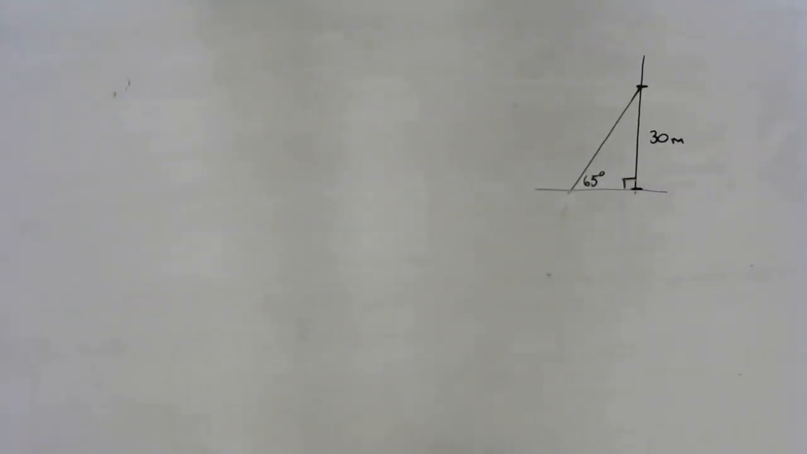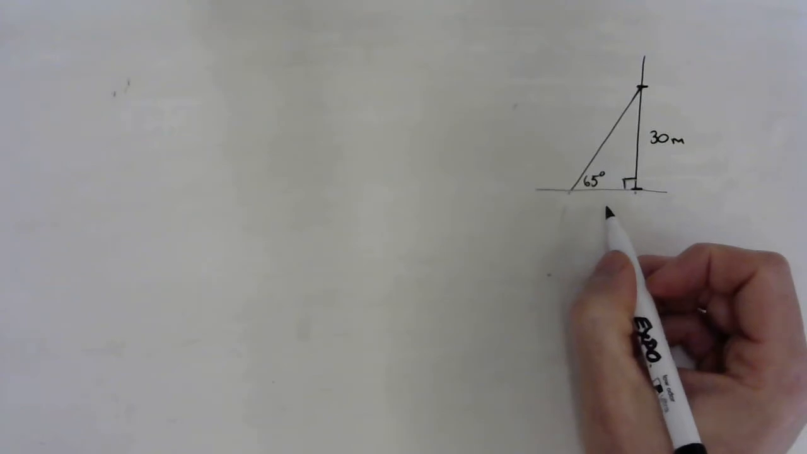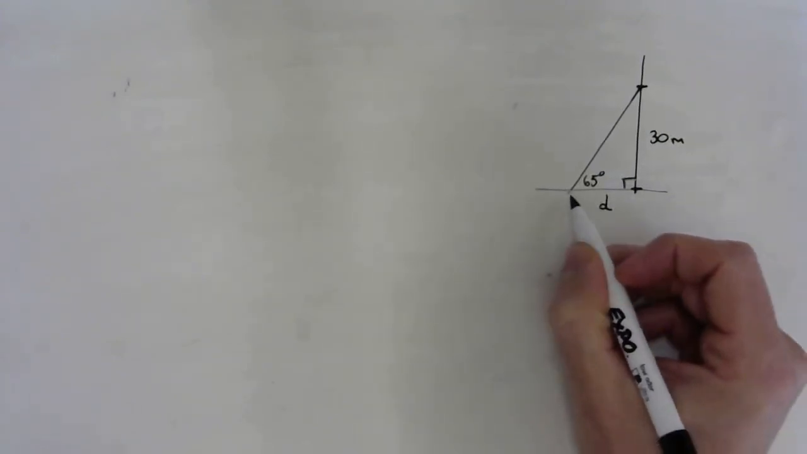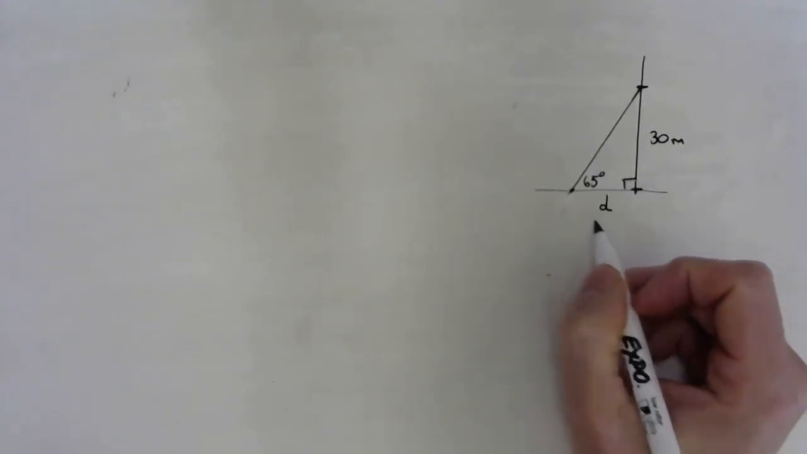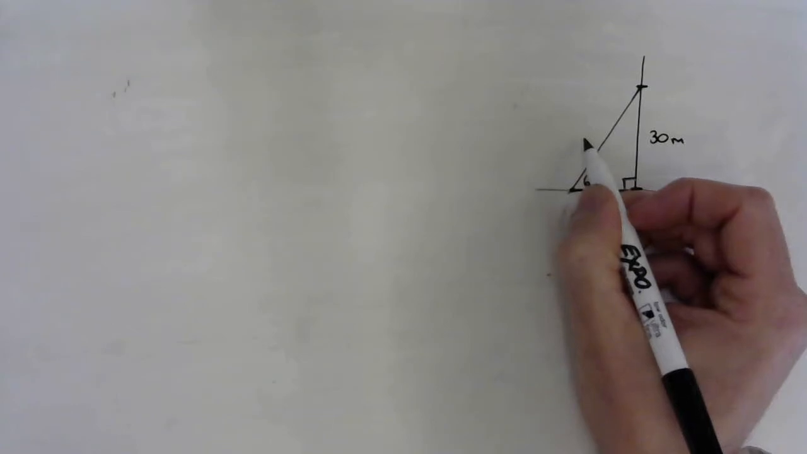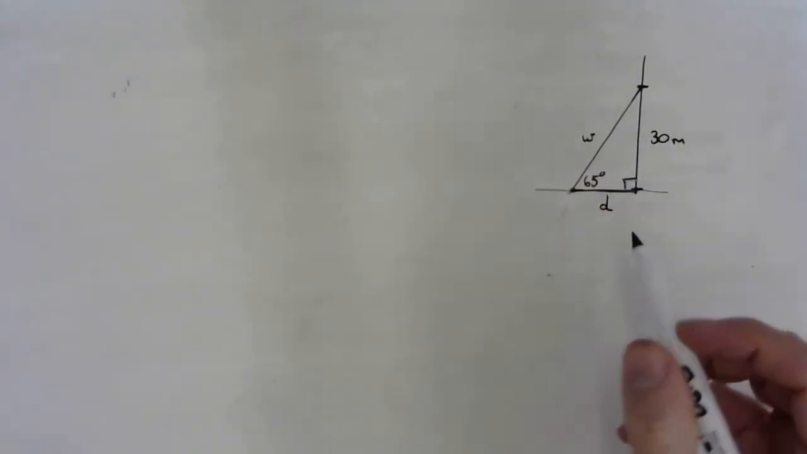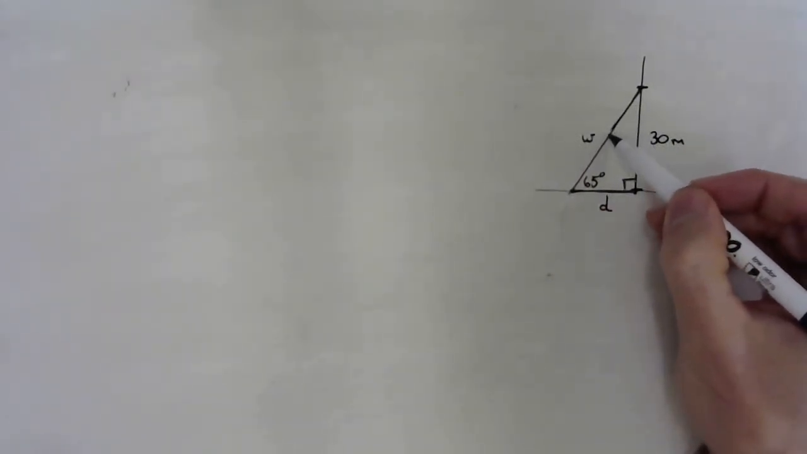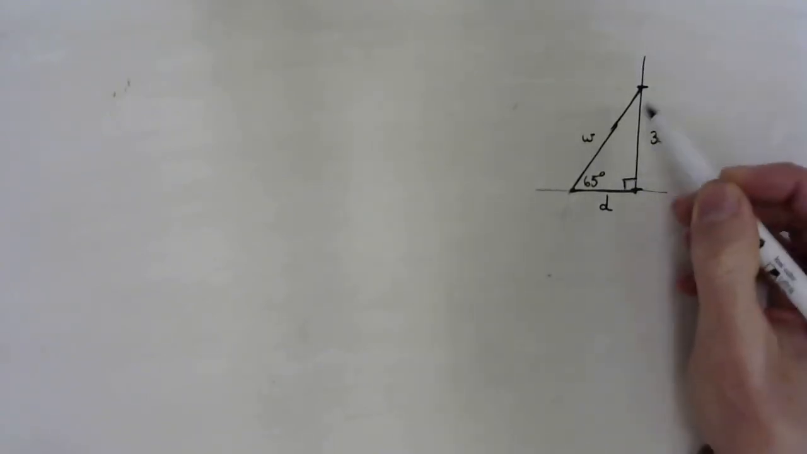Okay, so we've translated our words into a diagram. And what are we trying to find out? The wire can be ordered in whole number lengths of meters. How much wire should be ordered? So let's call this D. That's the distance between the base of the tower and where the guy wire hits the ground, the length of the base of our triangle. And we've got W for wire. What we're finding out is the length of wire needed in order to make this happen.